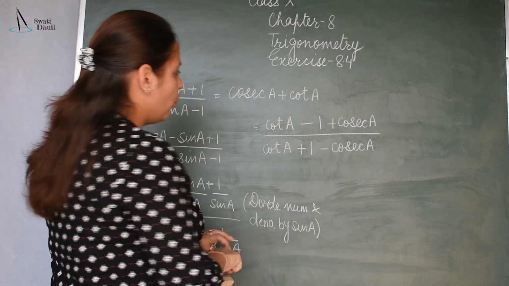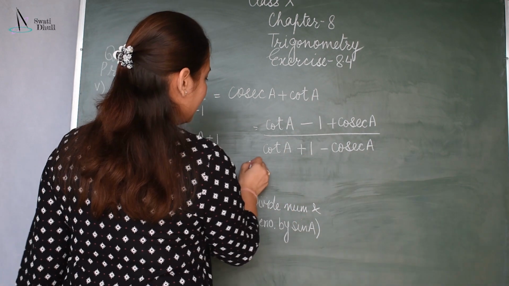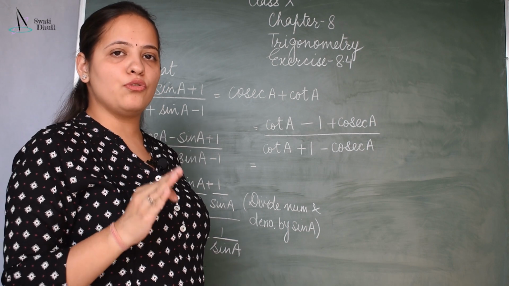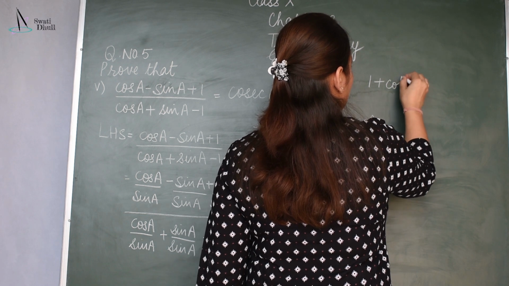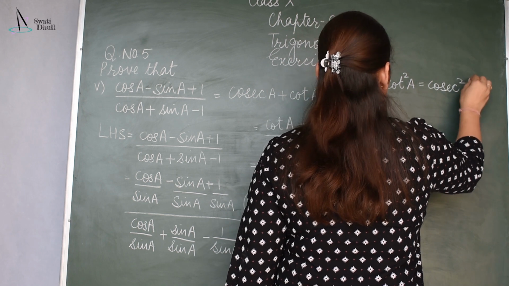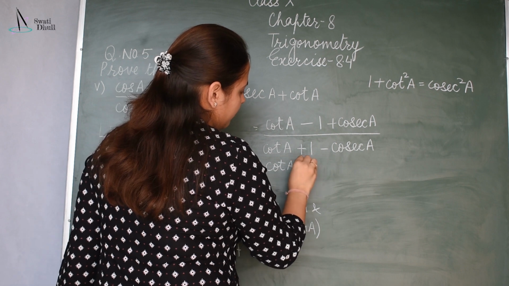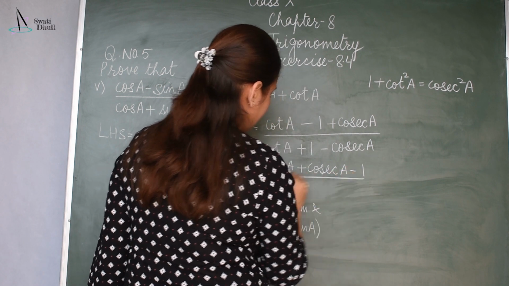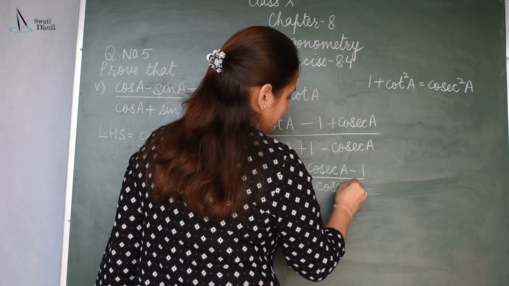Now I want only cosecant and cot, so I need to remove this 1. So how will I remove it? I know that there is one trigonometric identity related to cosecant and cot, that is 1 plus cot square A is equal to cosecant square A. Now see here, I will keep this 1 here in the numerator, divided by cot A plus 1 minus cosecant A.